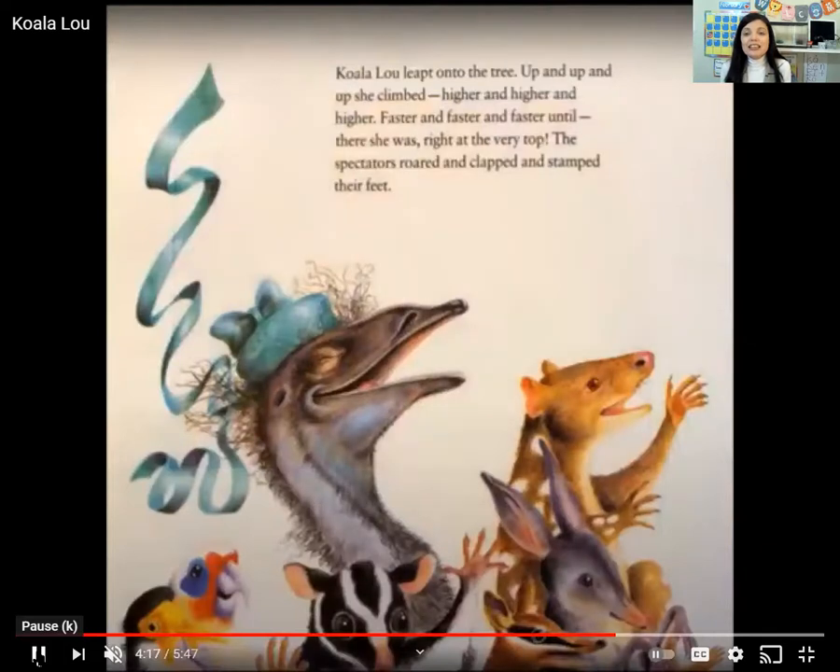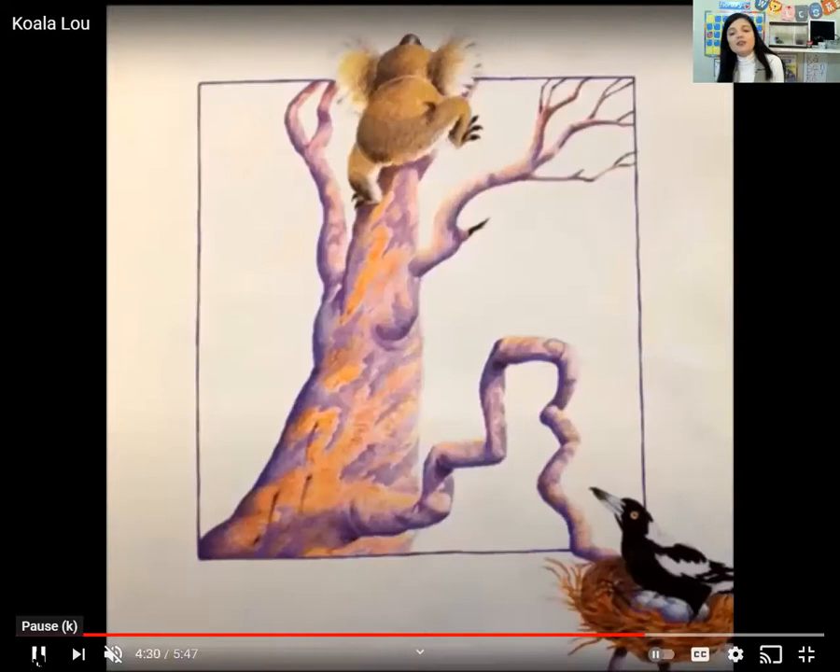She leapt onto the tree. Up and up and up she climbed, higher and higher and higher, faster and faster and faster, until there she was, right at the very top. The spectators roared and clapped and stamped their feet and threw their party hats and cried, Hooray! Hooray! Koala Lou! Hooray!